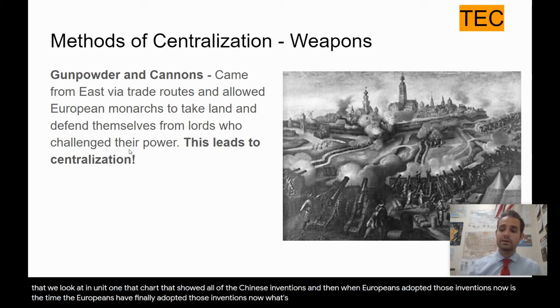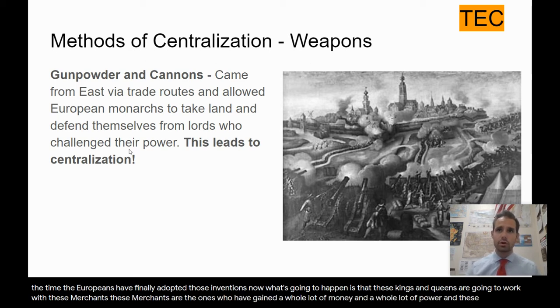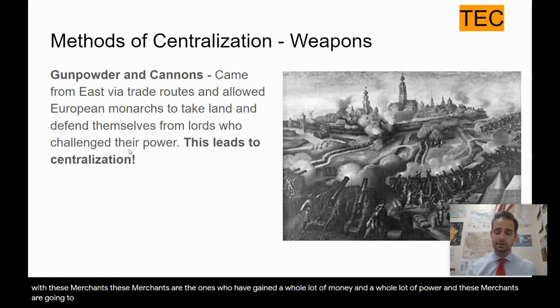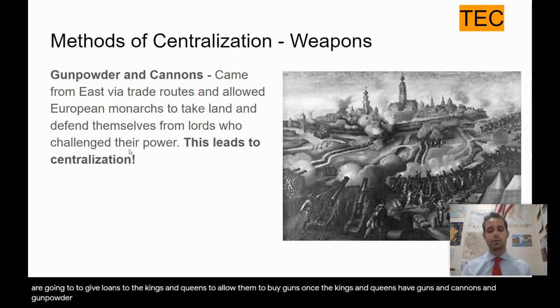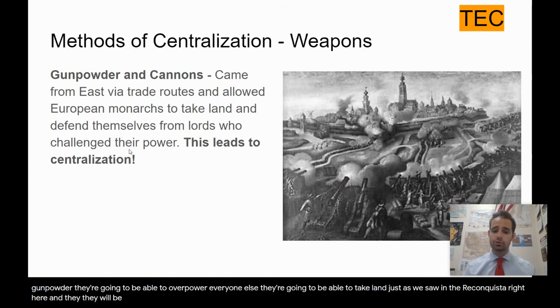Now, what's going to happen is that these kings and queens are going to work with these merchants. These merchants are the ones who have gained a whole lot of money and a whole lot of power. And these merchants are going to give loans to the kings and queens to allow them to buy guns. Once the kings and queens have guns and cannons and gunpowder, they're going to be able to overpower everyone else. They're going to be able to take land, just as we saw in the Reconquista right here, and they will be able to rule that area.